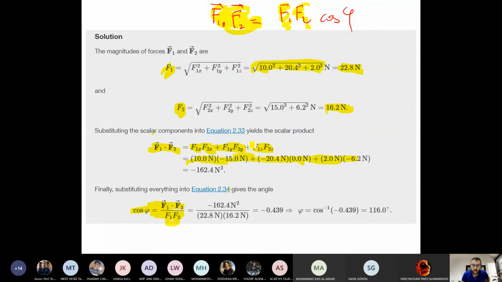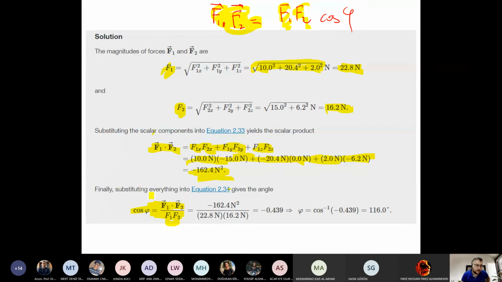Plus 2 Newton minus 6.2. What happens after that? You must make a summation. If you sum all of them, what are you going to find? Minus 162.4 Newton square. So this is the dot product of two vectors.